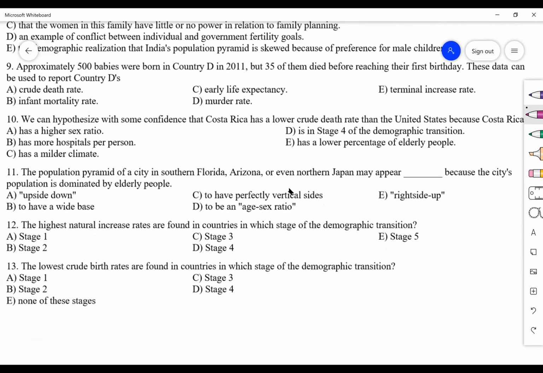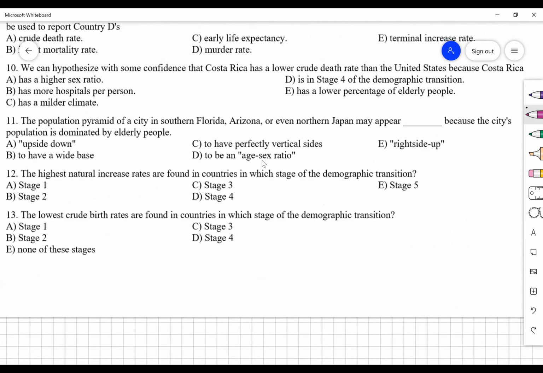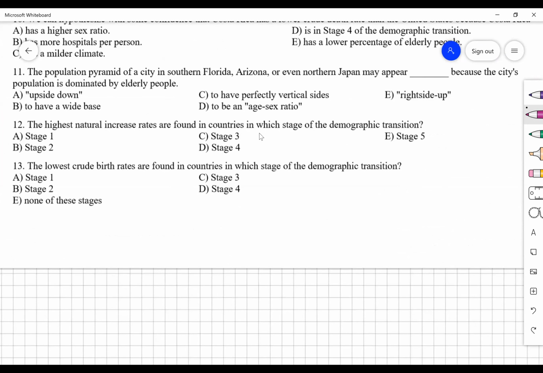And then, okay, population pyramid right here, number 11. Population pyramids, I'm probably going to need slides for, not going to lie. So the population pyramid of a city in southern Florida, Arizona, or even northern Japan may appear blank because the city's population is dominated by elderly people. So I'm going to pull up some slides real quick. You guys are going to get to see my pretty face. Hello. Okay. As I'm pulling up my slides.